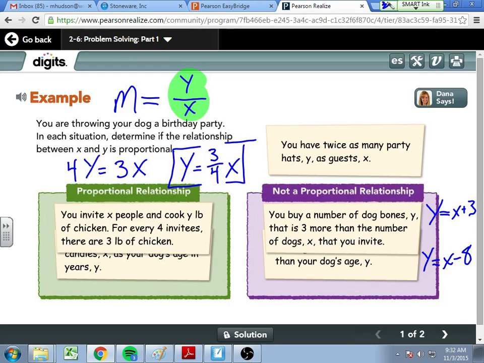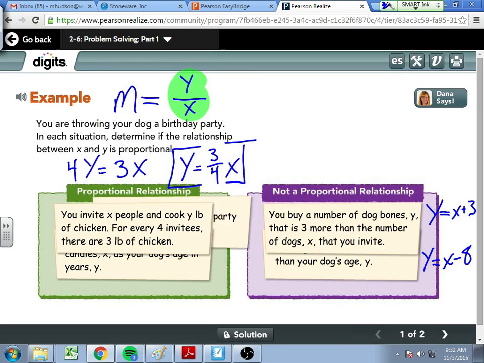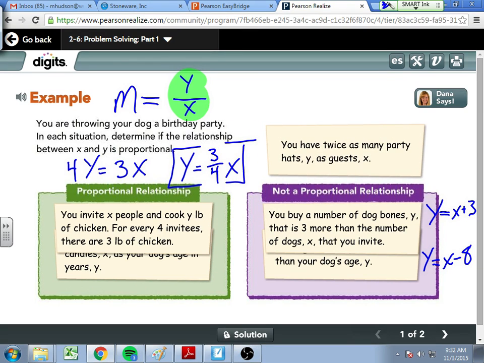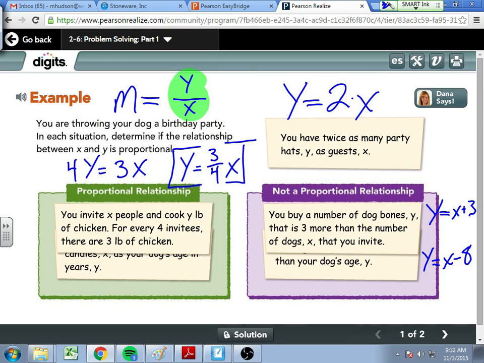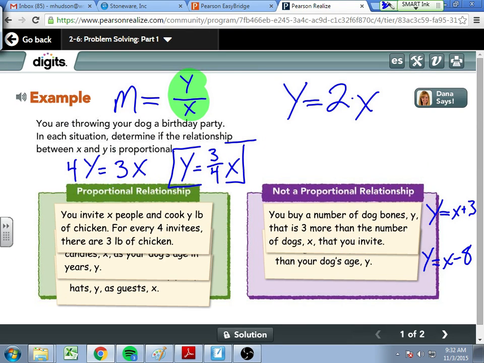You have twice as many party hats Y as you have guests X. Katie? Yep. Because that situation would be Y, my party hats, are 2 times my value of X. That equation right there would be Y equals 2X, so it is proportional. So that's another example of a proportional relationship.